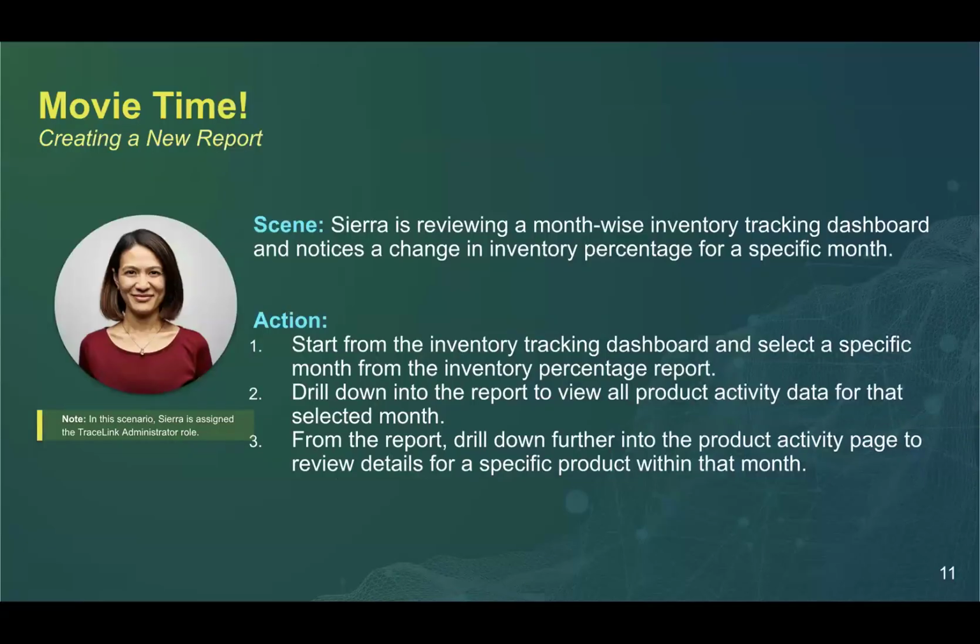For the problem statement I have here, Sierra wants to review a month-wise inventory report, and she has a dashboard where she has created a month-wise inventory report and some charts on it. And she wants to see the data for a specific month, focus on a specific month. So for that, we can start with opening the dashboard. Then we can drill down on the report to see the particular section of the chart or the entire report. And from the report, if you want to further drill down to see the product activity page, then we can go to that report. So I'll show a video explaining this same use case.